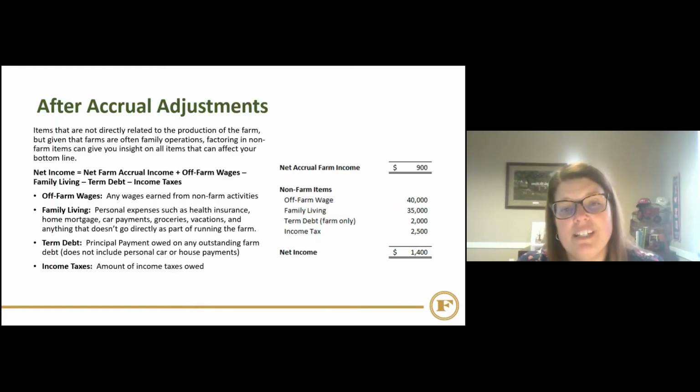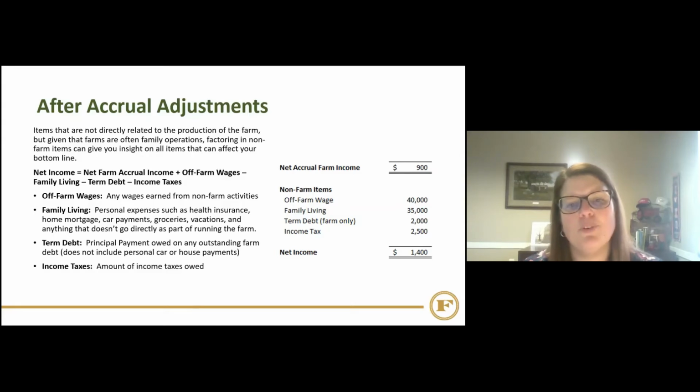Oftentimes what we see is that the farm itself, again, is making the money, but the farmer's family living expenses eat into those farms' profits. So in years when prices or sales are not as good, farmers need to tighten their belts and get the family living down to account for the lower income and keep a farm at break even or above margins. As I said before, in farming, the lines are blurred between personal items and farm items.